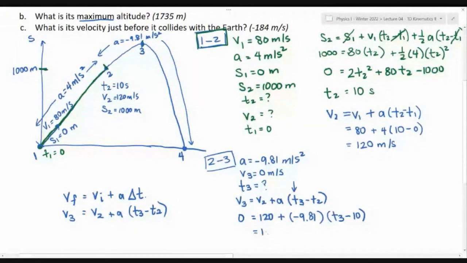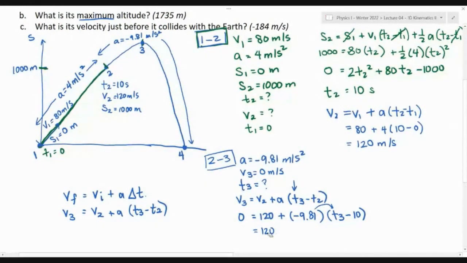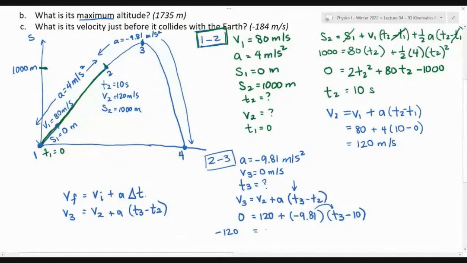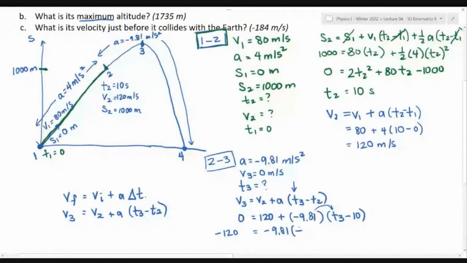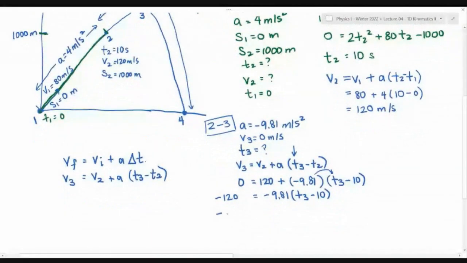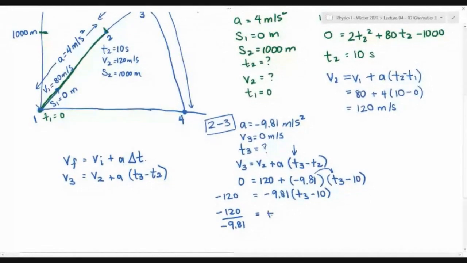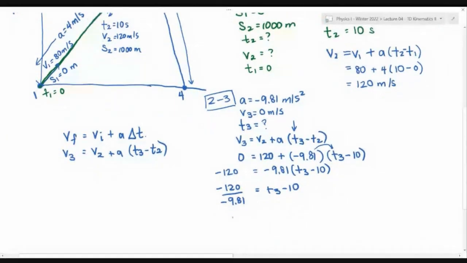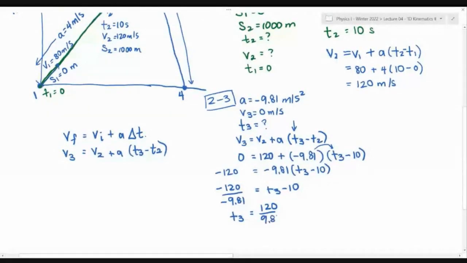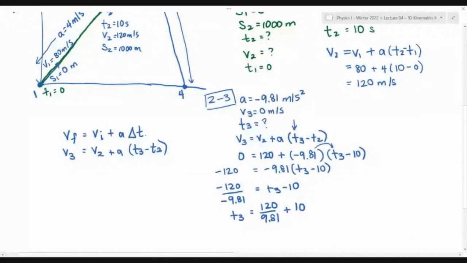Okay, so let's solve for this T3. So we have 120, and now I can multiply this in. Actually, I'm going to rearrange it differently. So I'll bring the 120 to the other side, equals negative 9.81 times T3 minus 10. And then we can divide both sides by negative 9.81. So we get negative 120 divided by negative 9.81 equals T3 minus 10. And then we'll add 10 to both sides to get T3. The two negatives cancel out. And I'll just type this up.